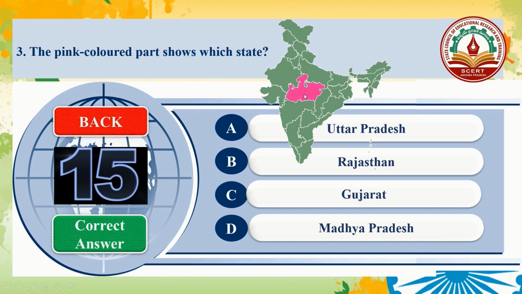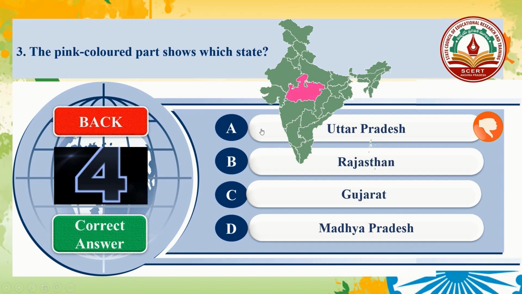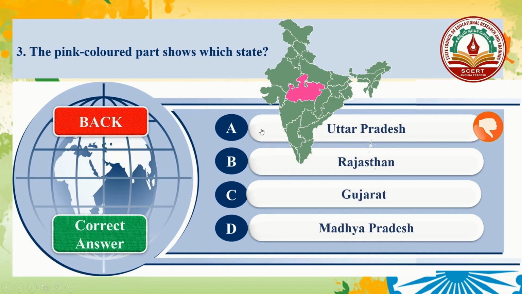This is the pink colored part. If the student select option A, you can click on option A, it shows thumbs down. That means it is wrong answer. If we want to know correct answer, we have to click on correct answer button. This is correct answer button. If we click on correct answer button, it shows correct answer. Yes, Madhya Pradesh is correct answer. It shows thumbs up.